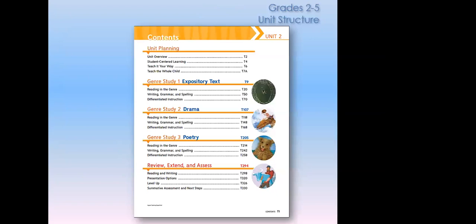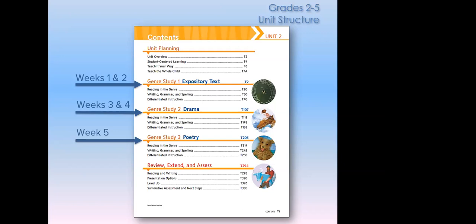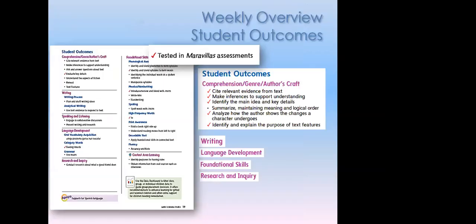In grades 2 through 5, very like Wonders, Maravillas is structured in the same way. So within those 6 weeks of instruction, weeks 1 and 2 are going to be for genre study 1. Weeks 3 and 4 are going to be for your genre study 2. Week 5 is going to be your genre study 3. And like we had spoken already, week 6 is going to be dedicated to review, extend, and assess opportunities that are already built into your Reading Writing Companion or Mi Libro de Lectura y Escritura, which we're going to hop into in a second here.